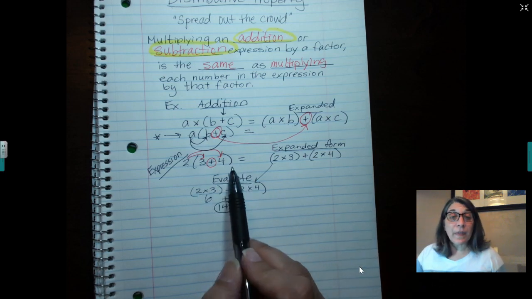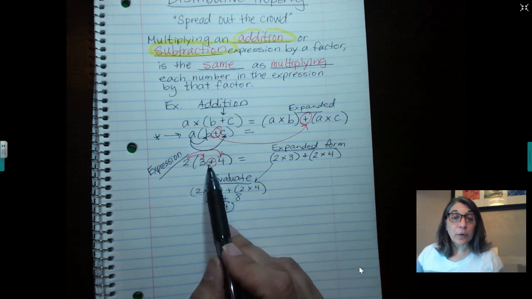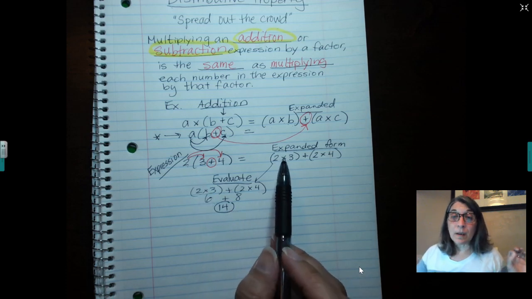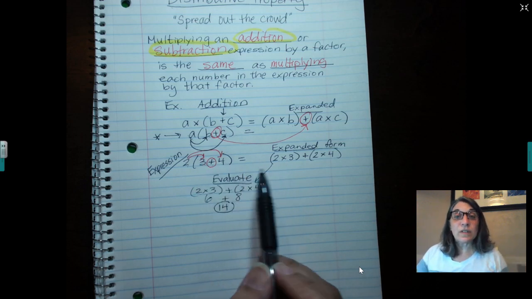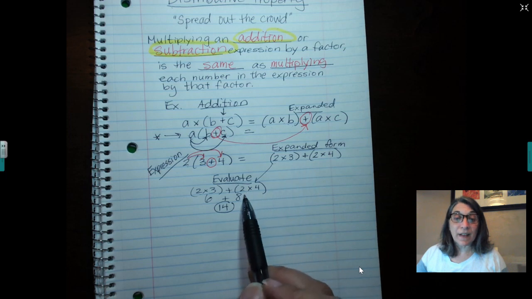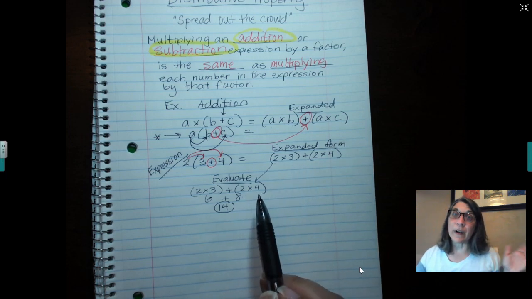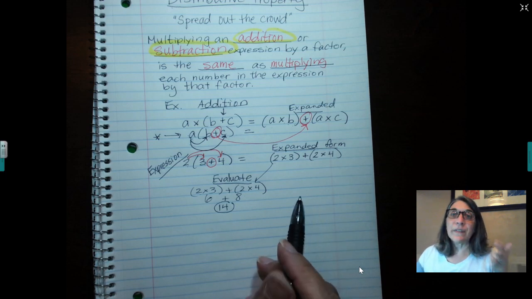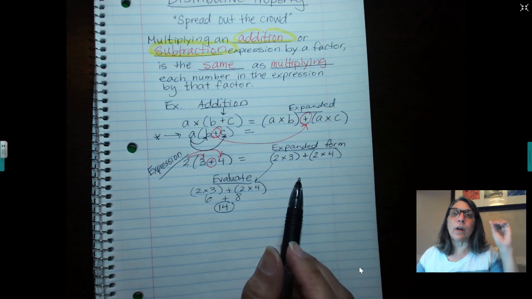Now, could I have done it without the distributive property? Yes, because I know 3 plus 4 is 7, and 7 times 2 is 14. So here's the thing. We want to practice it with just numbers at first, because if you can't do it with just numbers and get the right answer doing it this way, expanded form and evaluating it, then you are not ready for variables and fractions and negative numbers. So we've got to learn it with just these simple numbers.